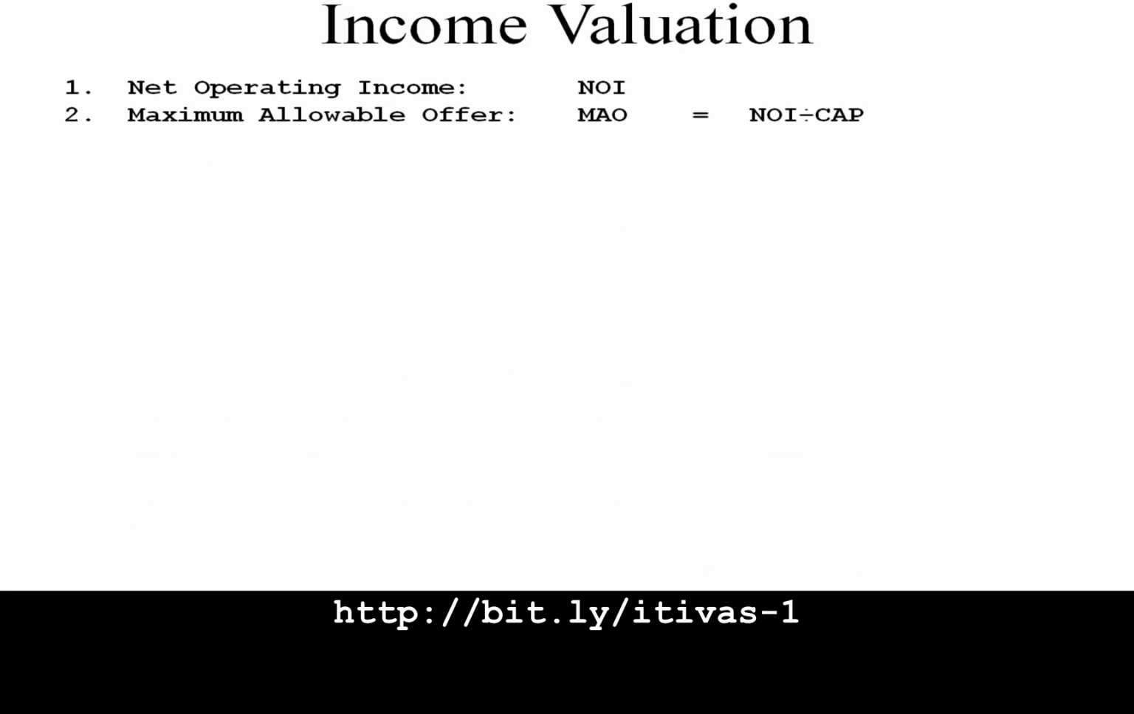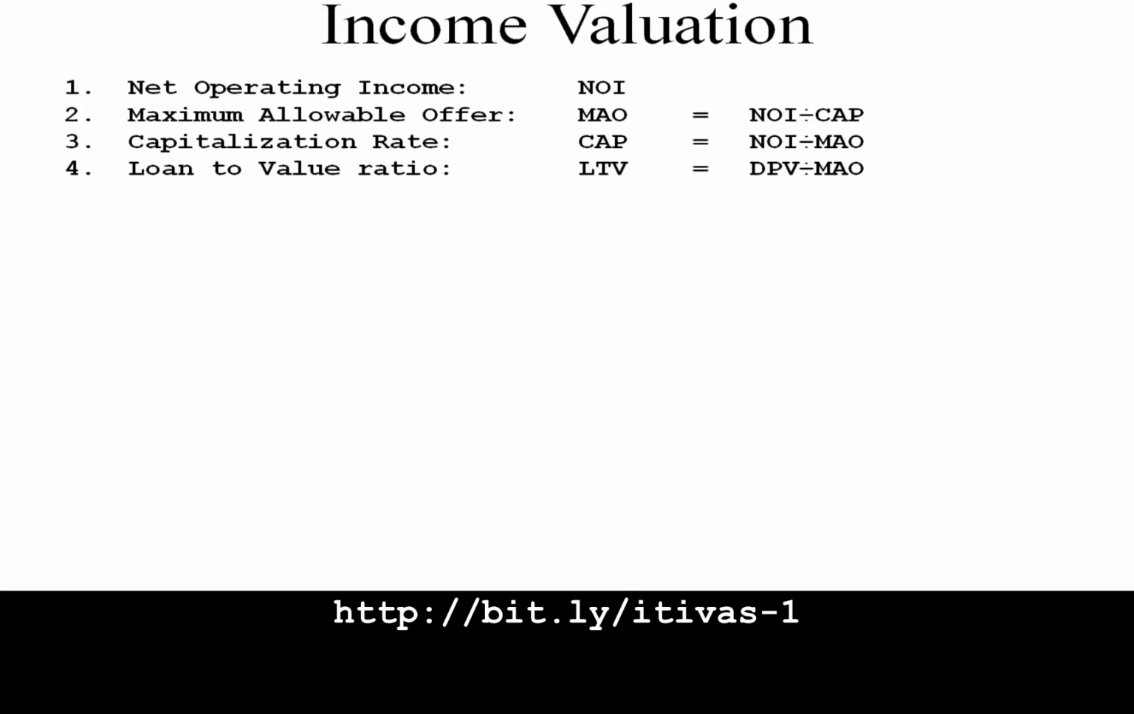Income valuation. Net operating income, NOI. Maximum allowable offer, also called the bid, MAO equals NOI divided by cap rate. Conversely, capitalization rate, cap equals NOI divided by MAO. Loan to value ratio, LTV, equals the debt present value divided by the maximum allowable offer. Conversely, the debt present value, DPV, equals the loan to value ratio times the maximum allowable offer.